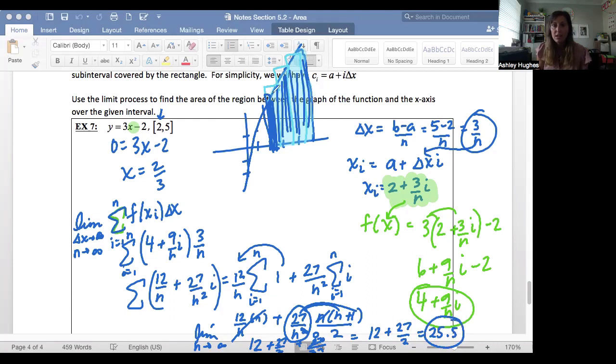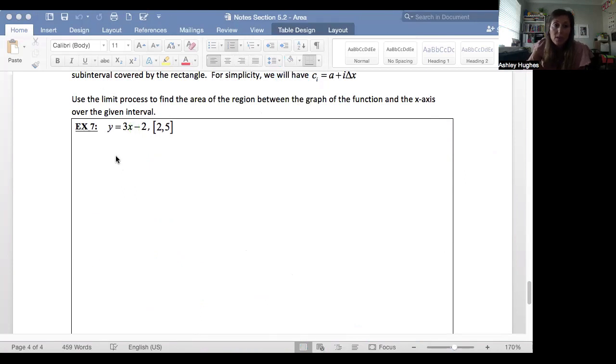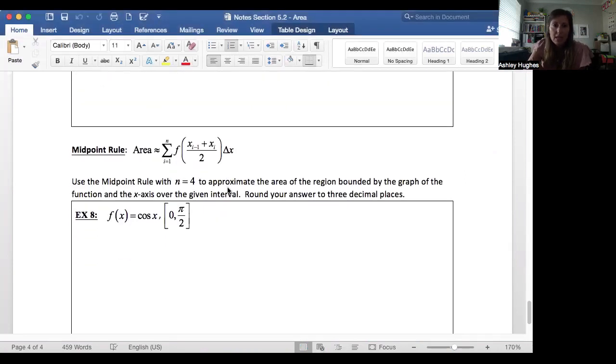That is the area of this trapezoid under the line 3x minus 2 from 2 to 5. And this is going to be the definite integral. This is also known as the integral from 2 to 5 of 3x minus 2 dx. That is what this is equal to, 25.5. So that is a long example kind of proving the area.